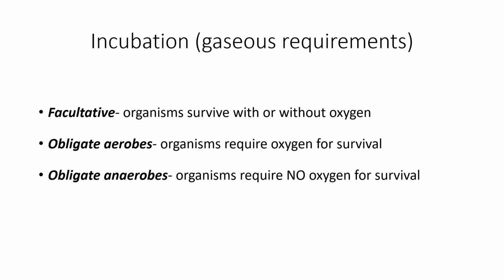Then we've got our obligate aerobes, which are organisms that require oxygen for survival. One such example of an obligate aerobe would be Pseudomonas. And then we have our obligate anaerobes, which are organisms that require no oxygen. So we have organisms that are aerotolerant. They prefer no oxygen but can survive it. And then we have obligate anaerobes that actually hate oxygen.